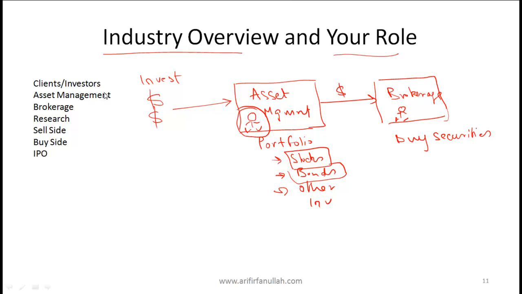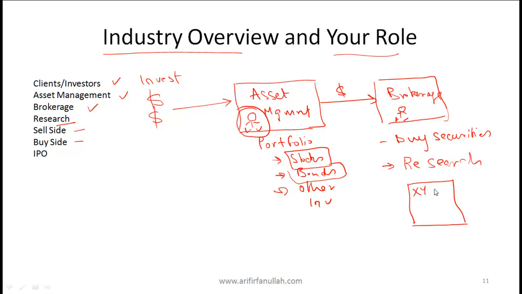Now, so far we've covered clients, asset management, brokerage. What does this term research mean? And specifically, there are two kinds of research: sell side and buy side. What a lot of brokerage firms do is, in addition to buying securities, they also do research. Research in this context basically means equity research or fixed income research. So brokerage firms will publish research reports on stocks.